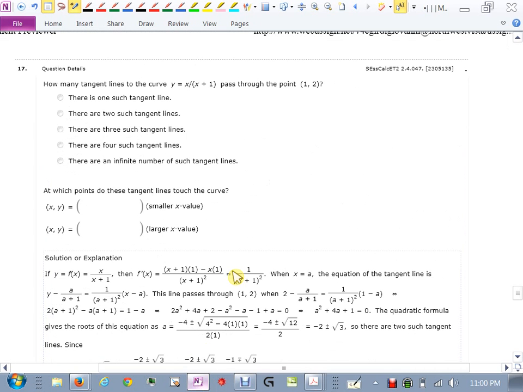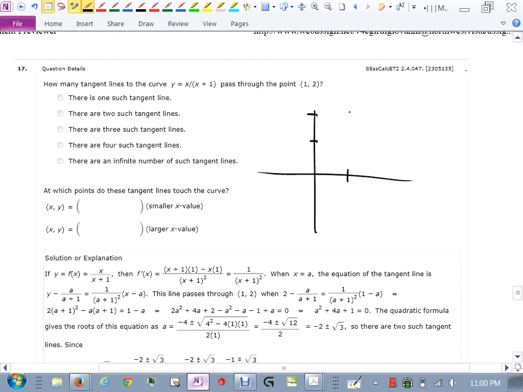Okay, how many tangent lines to the curve y equals x over x plus 1 pass through 1, 2? All right, I'm going to talk you through this one, because a lot of this is just understanding what they're asking and not necessarily the doing it. How many tangent lines to this curve pass through this point? So you've got some curve sitting here. Well, let's start with the point. You have a point.